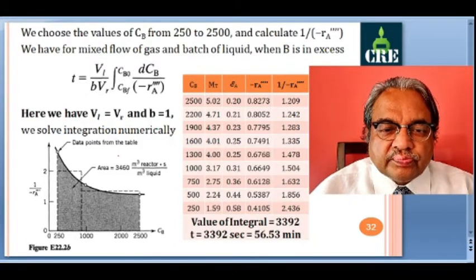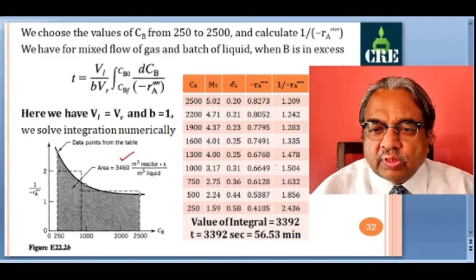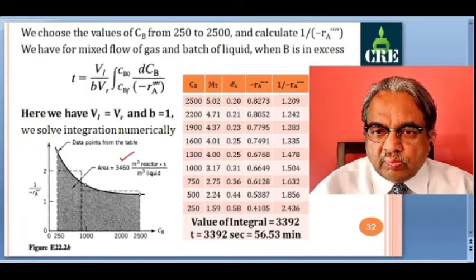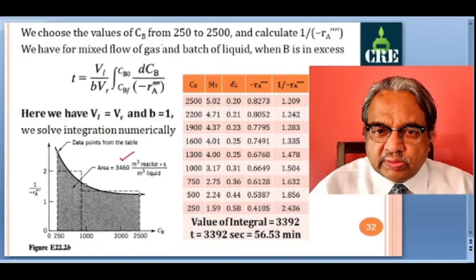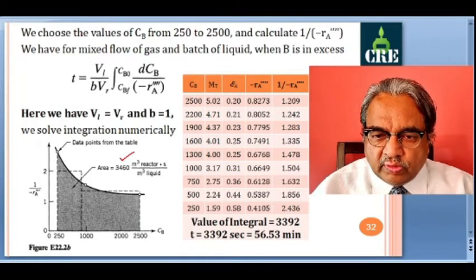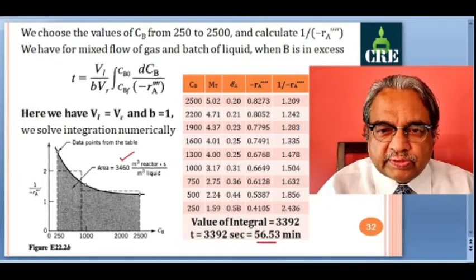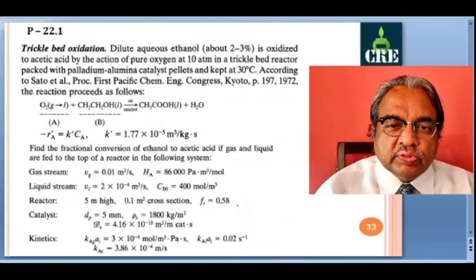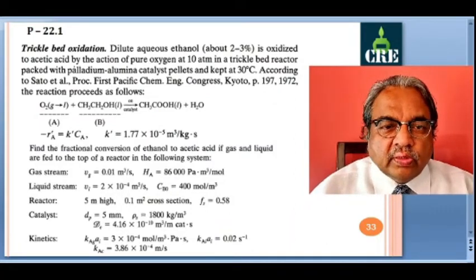So this you can find out. Graphical method in the book gives 3460, and if you solve this integration by numerical integration as we have done in the previous cases, the method has been explained to you earlier, it comes out to be 3392. So almost matching. So 56.53 minutes. You can use any method, go for graphical or go for numerical method.